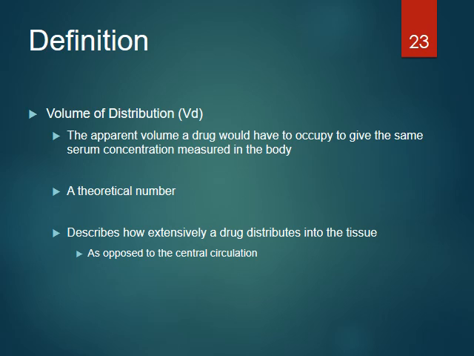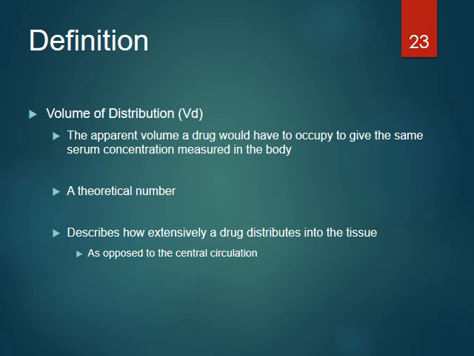Volume of distribution is the apparent volume that a drug would have to occupy to give the same serum concentration as measured within the body. I'll show you what that means in just a second, because that definition is not very good. I would totally agree with anyone that would criticize that, but it's the definition nonetheless. It's a theoretical number, and what it's really trying to do is describe how extensively a drug is distributing into the tissues.